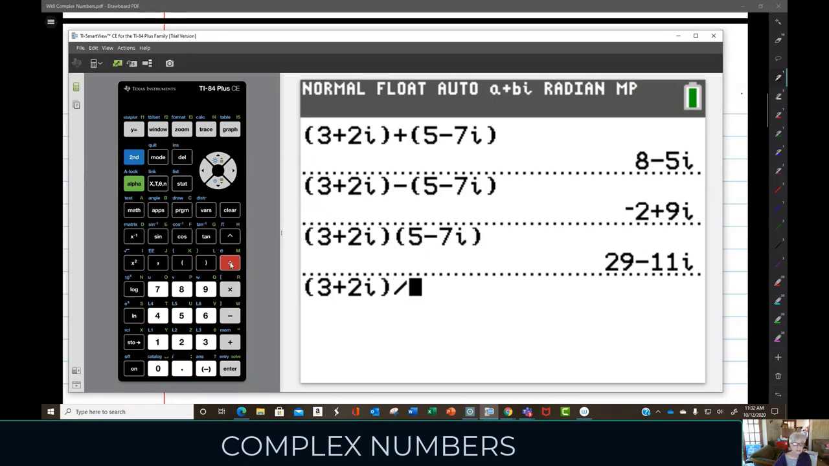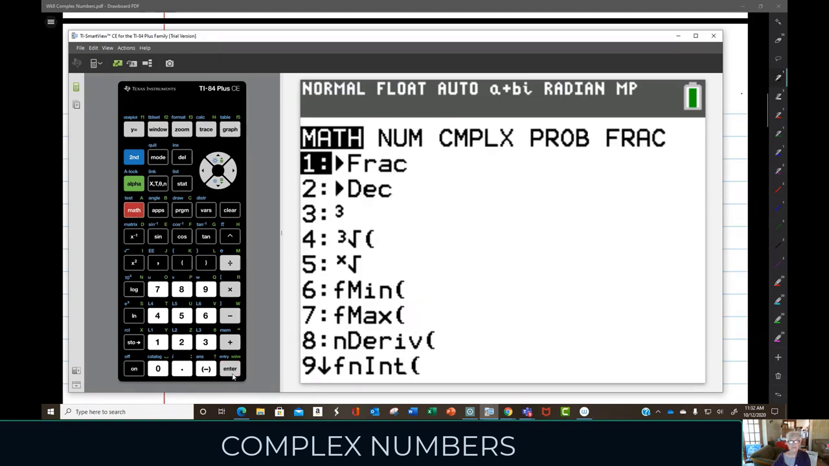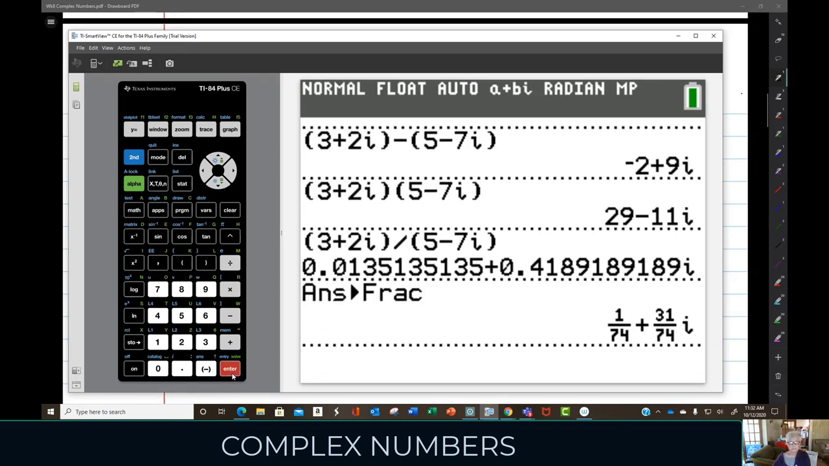3 plus 2i divided by 5 minus 7i. Enter. Oh, that's like the scariest thing you've ever seen. But if you can keep from totally panicking when you see it, all you have to do is take a deep breath and push the math button, and you're going to math frac that very ugly number. There it is. And that is the answer we came up with by hand.